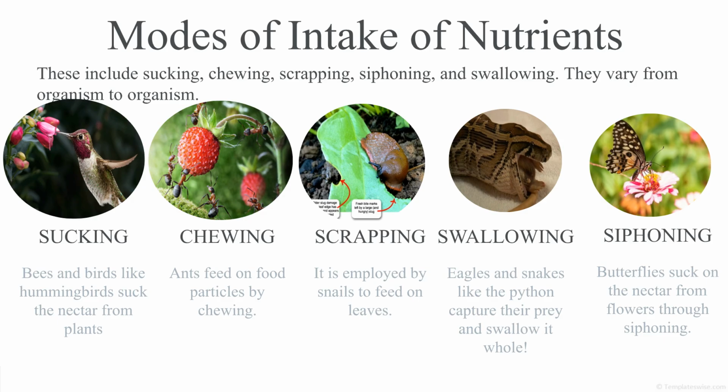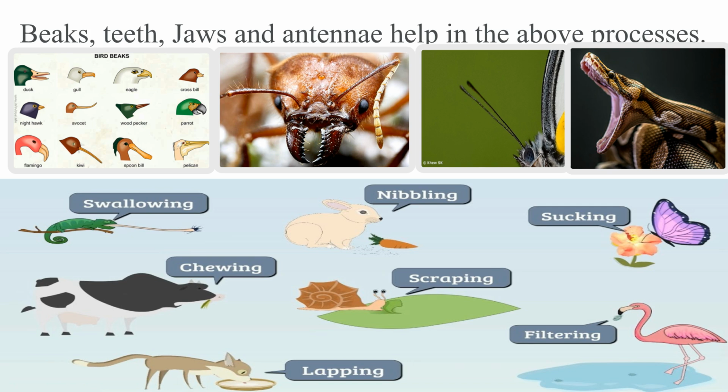The modes of nutrient intake vary between organisms and include sucking, chewing, scrapping, siphoning, and swallowing. Examples include hummingbirds sucking nectar, ants chewing food, snails scrapping leaves, eagles swallowing prey whole, and butterflies siphoning nectar. Different anatomical features like beaks, teeth, jaws, and antennae facilitate these feeding processes. We see examples of various feeding methods, such as swallowing, chewing, lapping, nibbling, scraping, sucking, and filtering.